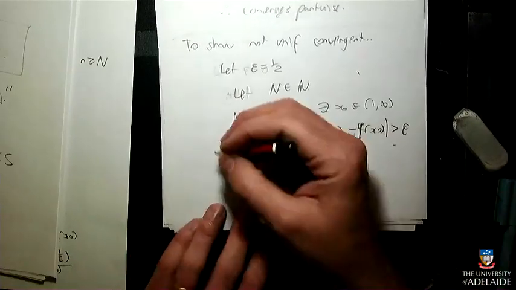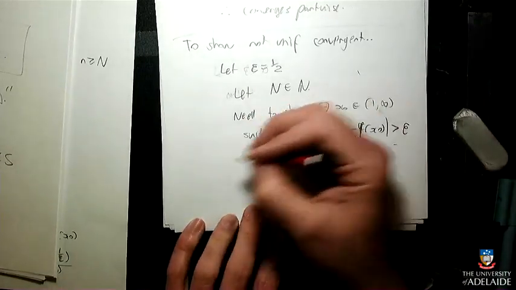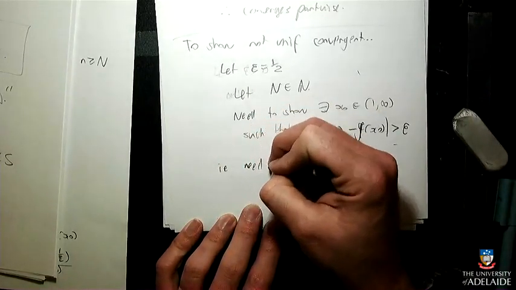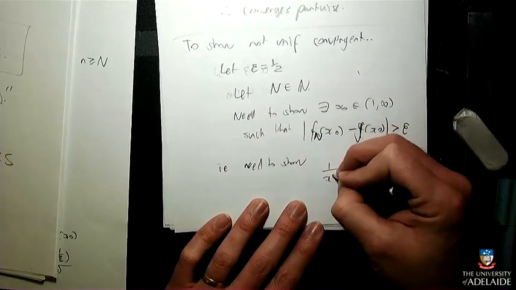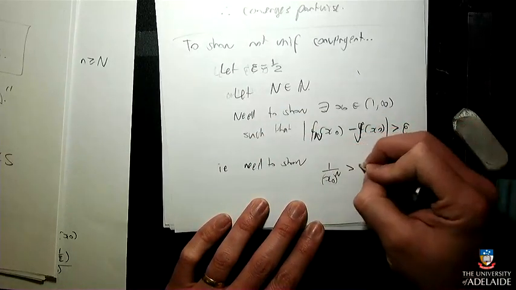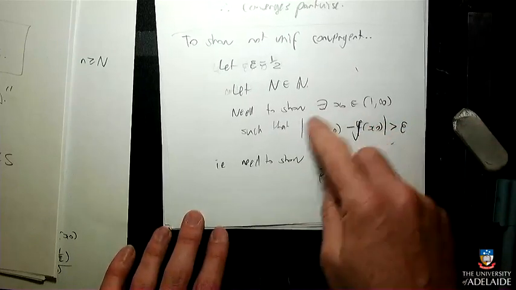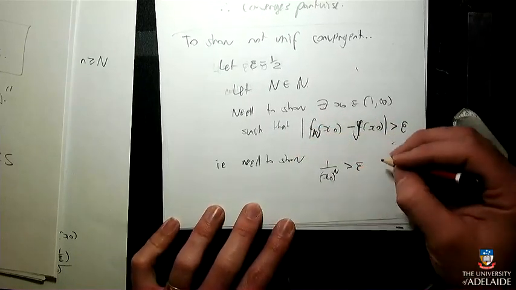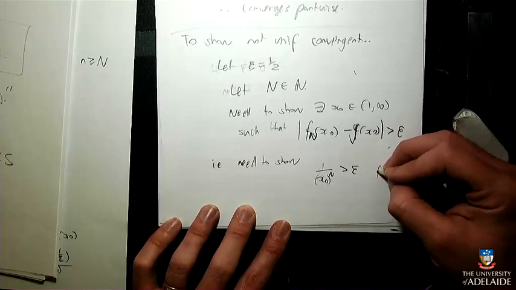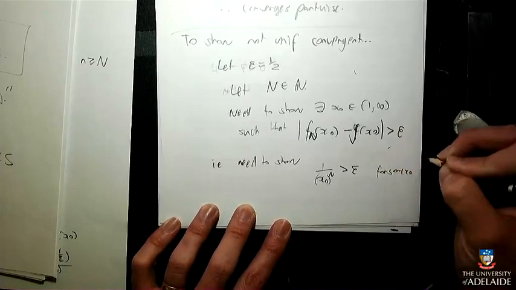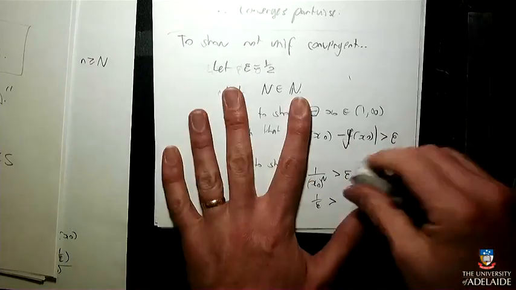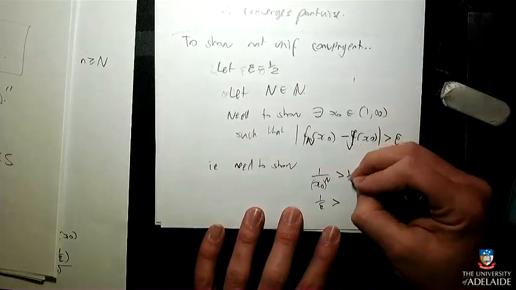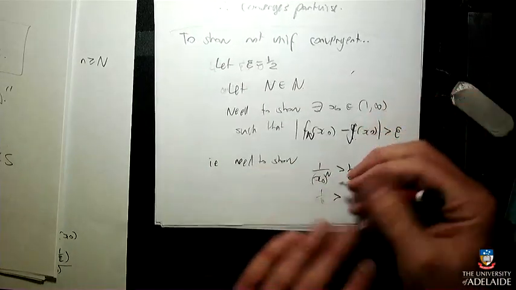Okay. So we can just solve that. So i.e. show that 1 over x naught to the n is greater than epsilon. Because that's what this worked out to be. And so that means, for some x naught. So, sorry? We know what epsilon is too. Beautiful. Oh, that makes my maths even easier.